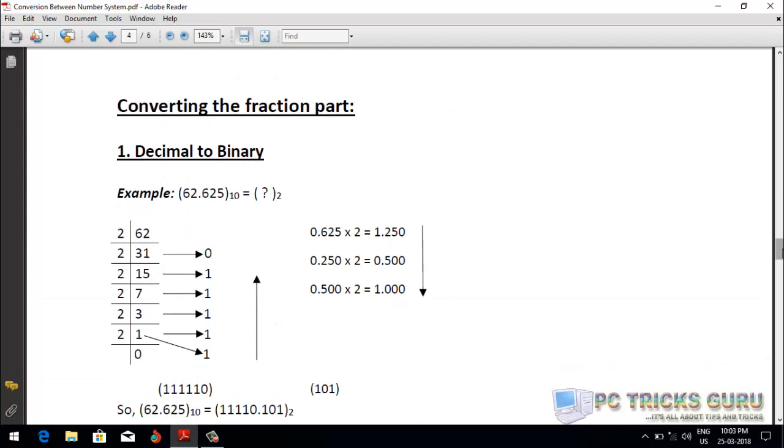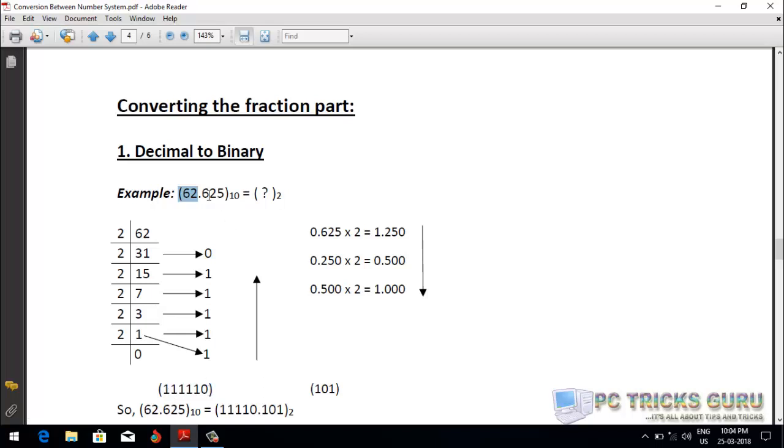Now converting the fraction part, and you can see the example here. So first of all, we need to convert 62 into binary. The method is the same, so you can just keep dividing it by 2 until you get the final quotient 0 and remainder 1. So if we convert 62 into binary, we get 111110.